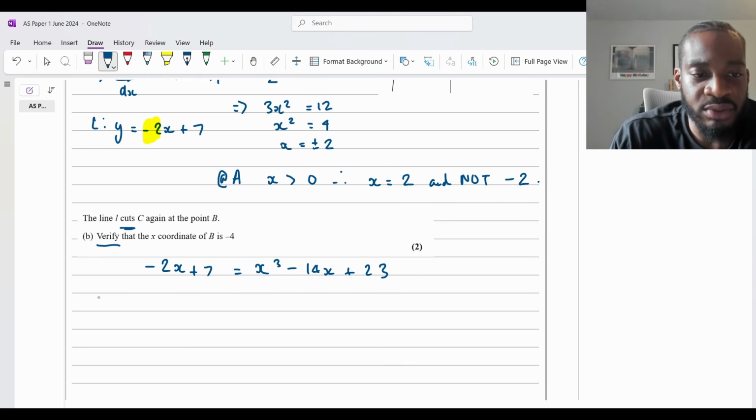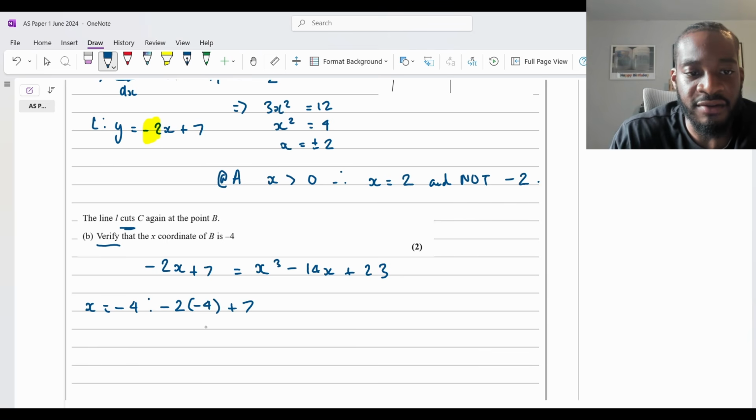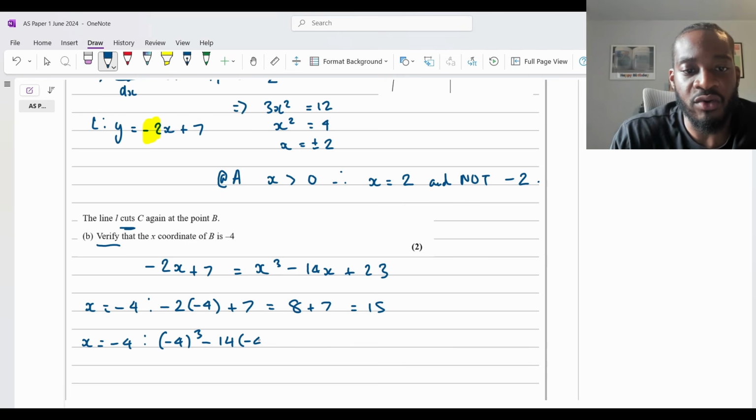So let's plug in x equals minus 4 into the left-hand side. It's going to be minus 2 lots of minus 4, plus 7. That's going to be 8 plus 7, which is 15. So now we've done that, what we should hope for is if we plug in minus 4 into the right-hand side, we should get the exact same result. We should get 15. So minus 4 all cubed, minus 14 lots of minus 4, plus 23.